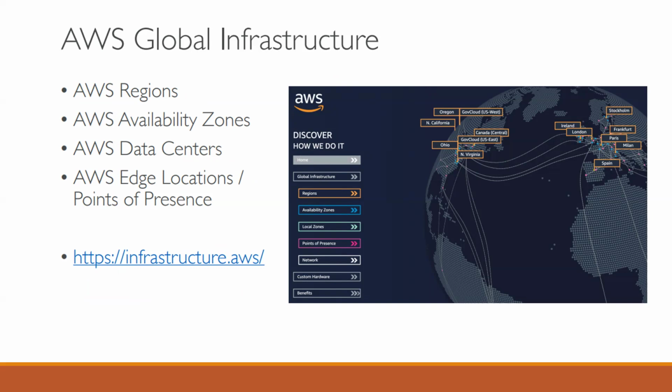Okay. So AWS cloud infrastructure, global infrastructure. First we need to learn the AWS regions, then availability zones, then AWS data centers, AWS edge locations and points of presence. So what are these? These are all regions. Regions are spread over the globe. Regions are things like GovCloud, North California, Canada, GovCloud, North Virginia, Ohio, Ireland, London, Spain, Milan, Paris, Frankfurt, and Scotland. Okay.